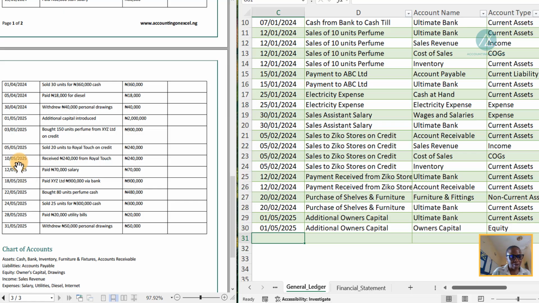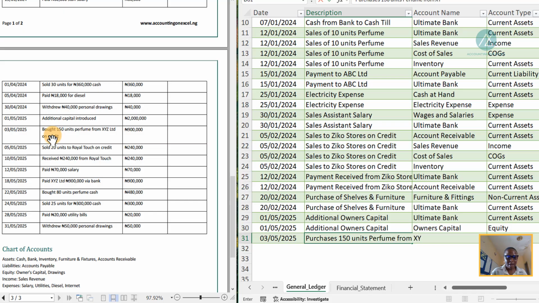So the next transaction is on the 3rd of May. We bought 150 units of perfume from XYZ Limited on credit. So we made some purchases on the 3rd of May 2025. Mind you, it's on credit, right? Because it's on credit, accounts payable will be impacted. We didn't pay. We bought 150 units of perfume from XYZ Limited on credit. Accounts payable will be impacted and our inventory will increase, right?